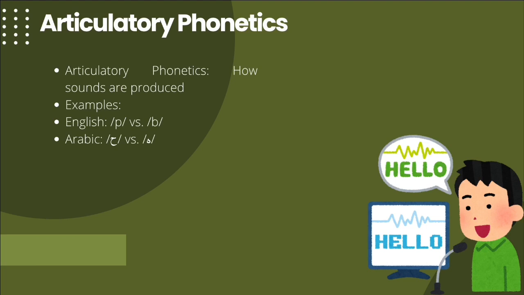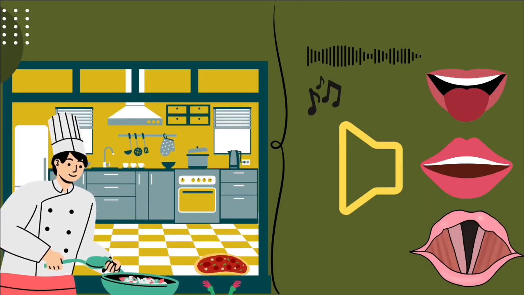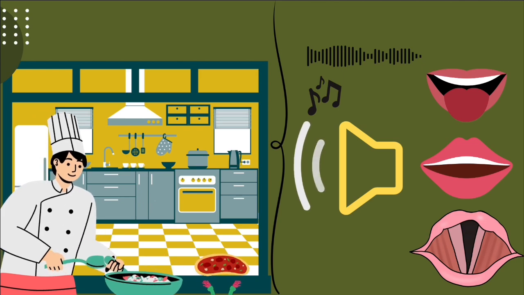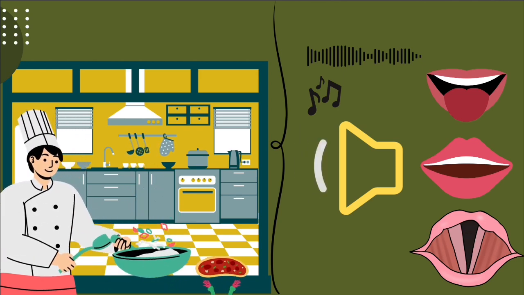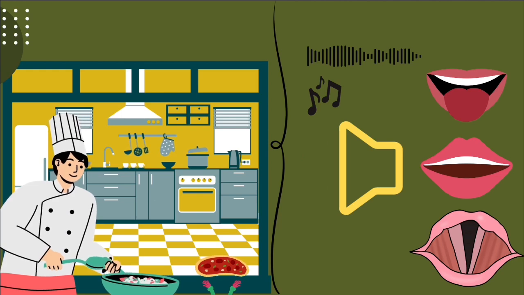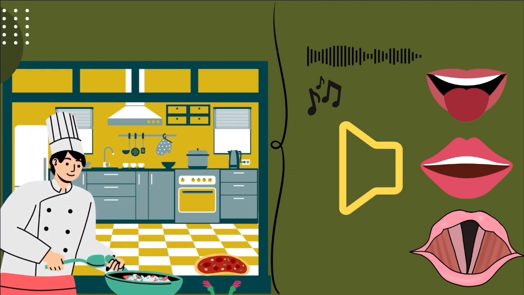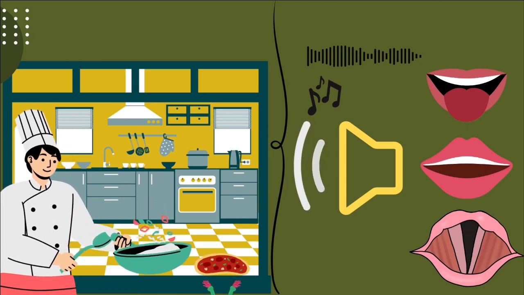So this branch looks at how speech sounds are produced by the movement of our speech organs. Think of articulatory phonetics as the chef in a kitchen. The chef is responsible for preparing and cooking the food. Similarly, articulatory phonetics examines how our vocal organs like the tongue, lips, and vocal cords produce different sounds.